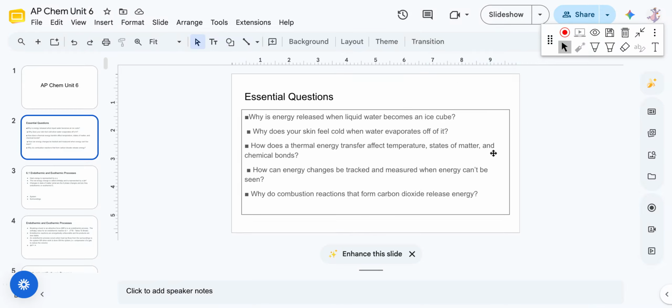So some essential questions about this unit are: why is energy released when liquid water becomes an ice cube? Why does your skin feel cold when water evaporates off of it? How does thermal energy transfer affect temperature, states of matter, and chemical bonds? Thermal, remember, means heat. How can energy changes be tracked and measured when energy can't be seen? And why do combustion reactions that form carbon dioxide always release energy?